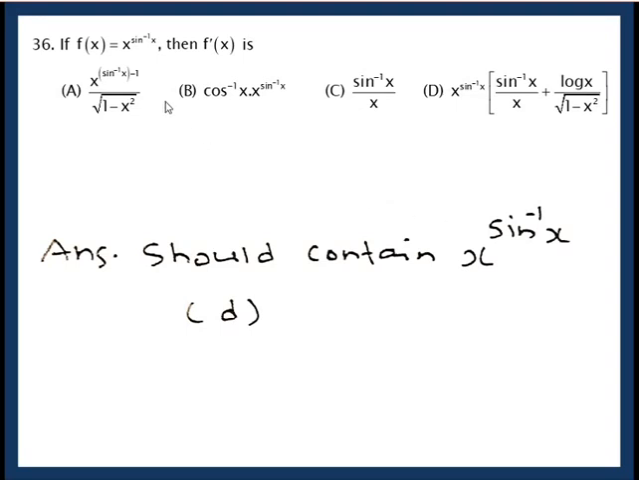Now you may say, sir, it is possible that the x upon something is there, so by laws of indices we get this. But remember, in the product rule we require two terms, so that possibility is ruled out. So the correct option is D, Delhi.